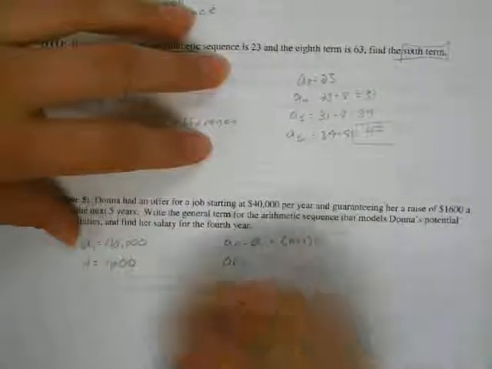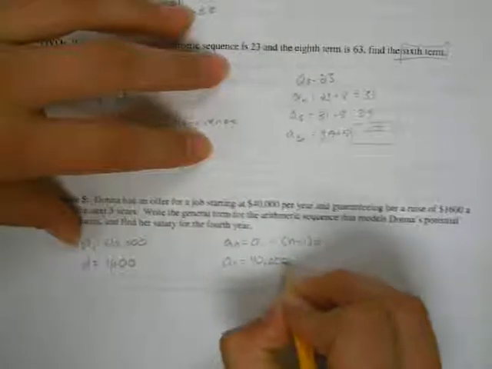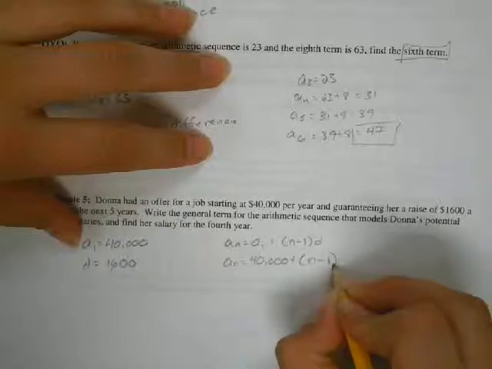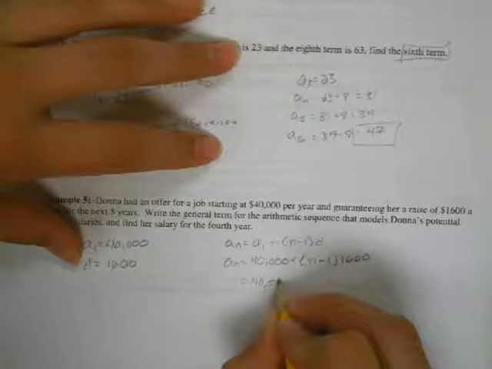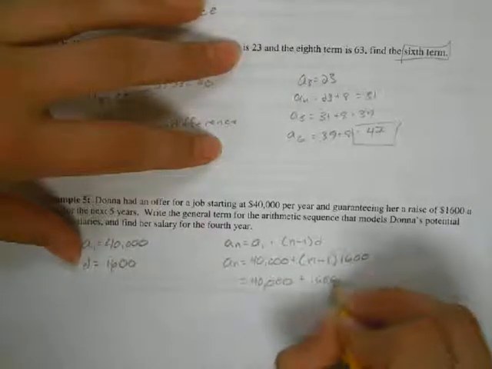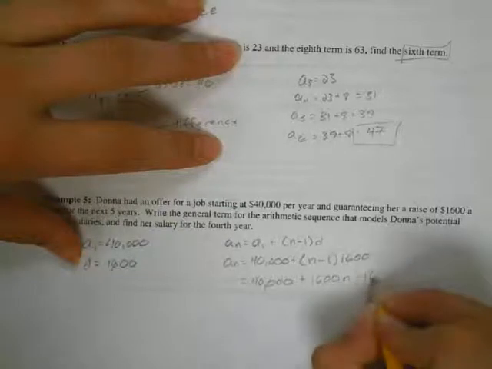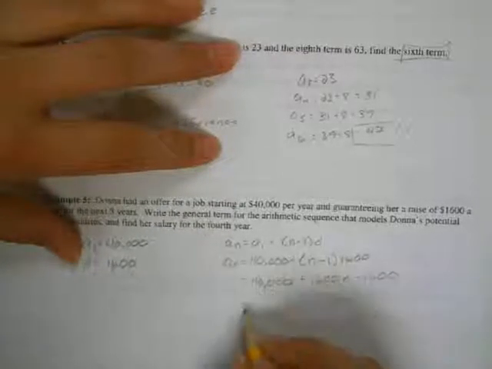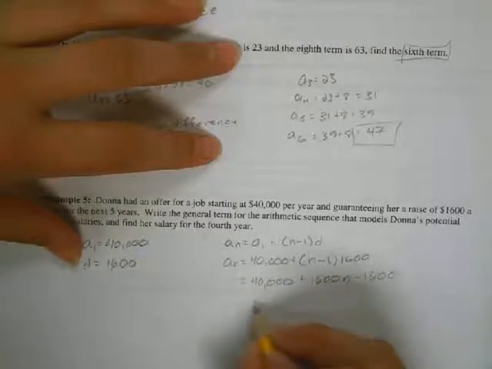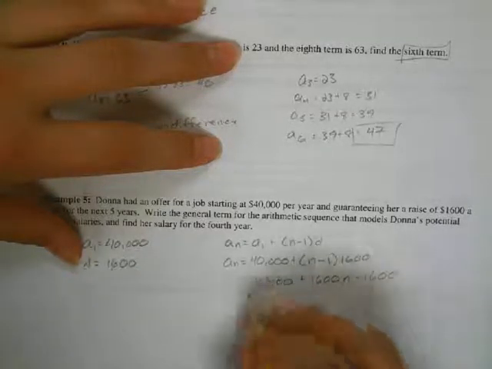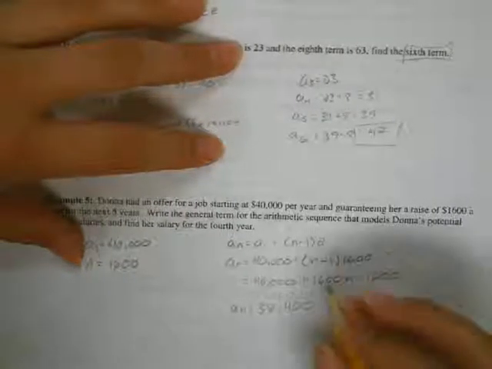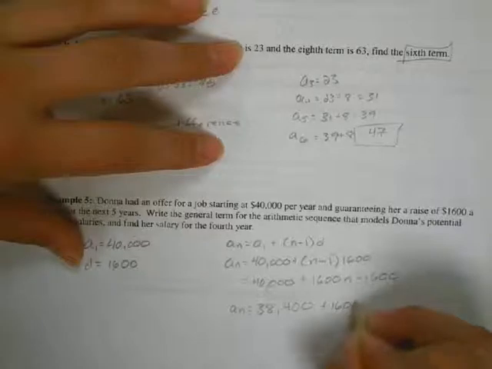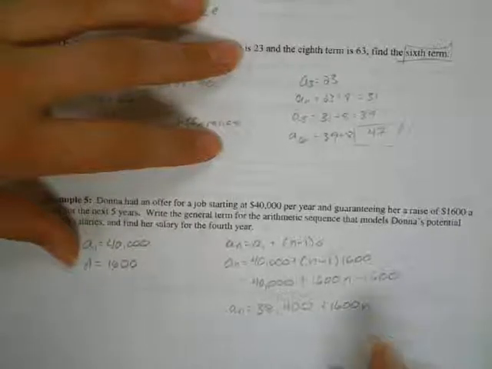a sub n is 40,000 plus the n minus 1 times 1,600. So that's going to be 40,000 plus 1,600n minus 1,600. Last part here, put those two things together. So I'm going to get 38,400. So a sub n is equal to 38,400 plus 1,600n. So there's my equation. That's my general form.